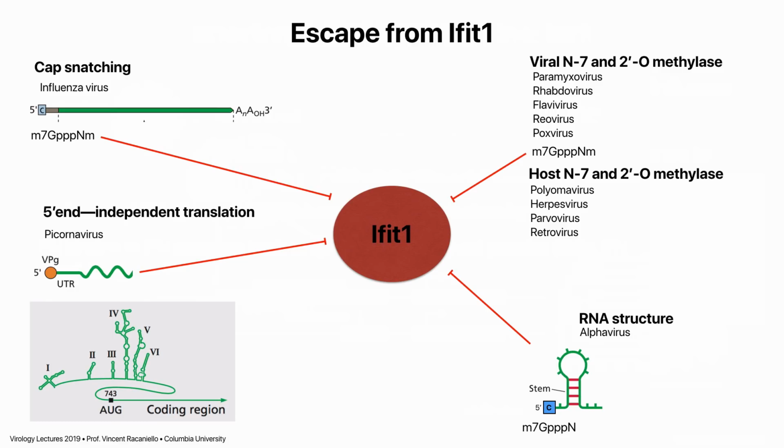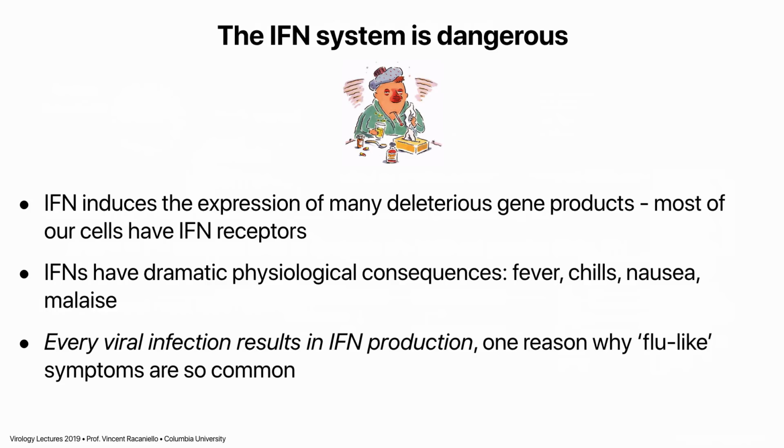And finally, some viruses have an RNA structure right near the cap that is so close to the cap that even though the cap is not 2' O methylated, it blocks IFIT1 from binding sterically. So there are a number of ways that viruses get around this, what would otherwise be a really cool way of inhibiting replication. All right, so that's all I'm going to tell you about ISGs.